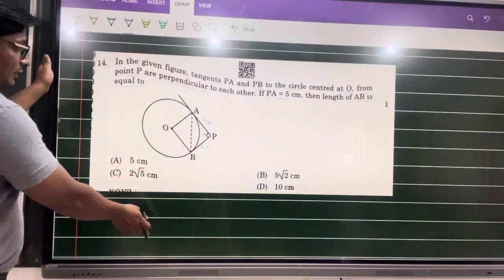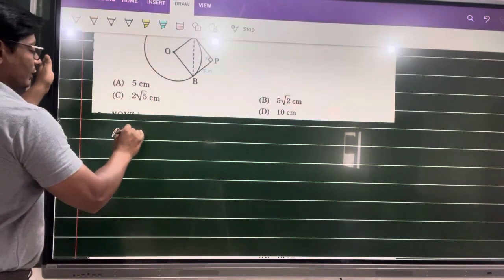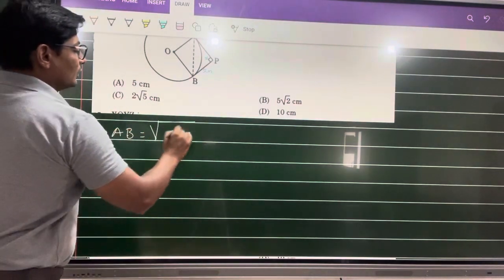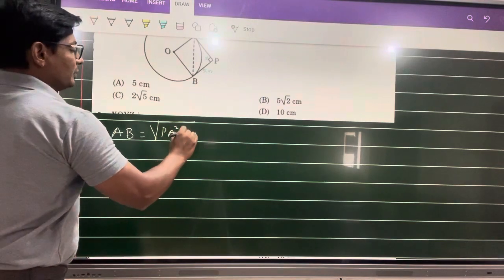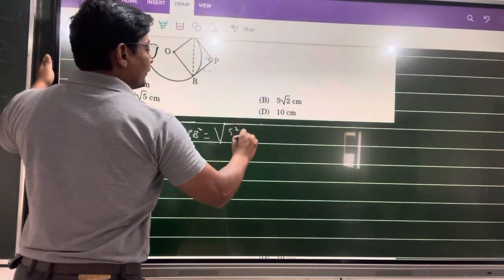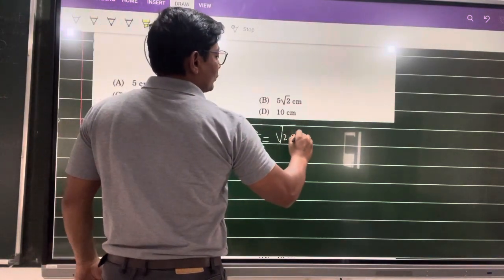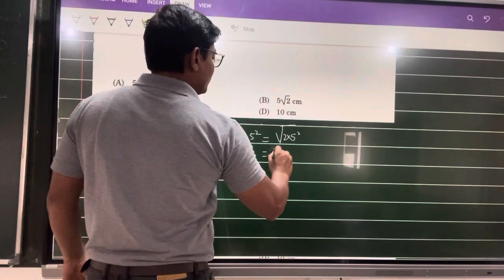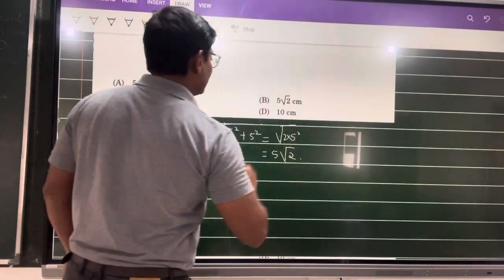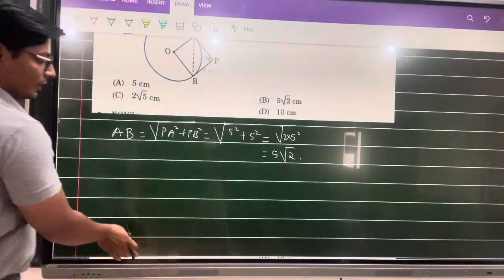So by using Pythagoras theorem, simply we will be able to get that length AB. So AB will be equal to under the root, PA square plus PB square. By substituting the values of both, 5 square plus 5 square, so it is 2 times 5 square. So 5 square will come out of the square root, so it will become 5 root 2. So 5 root 2 is the correct option. 5 root 2 is option number B.